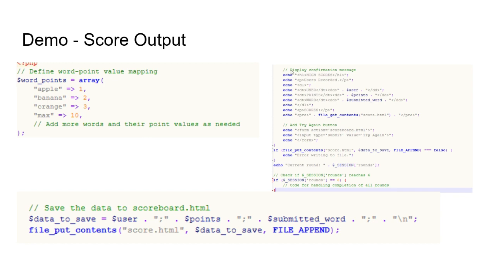And then on the right, you'll see I echoed the display for the variable user point submitted word, and then it will get the score. It'll get the content and write it to the score.html empty blank file, and then at the bottom you'll see that that file is appended and it will be outputted. You'll see how the data is saved.